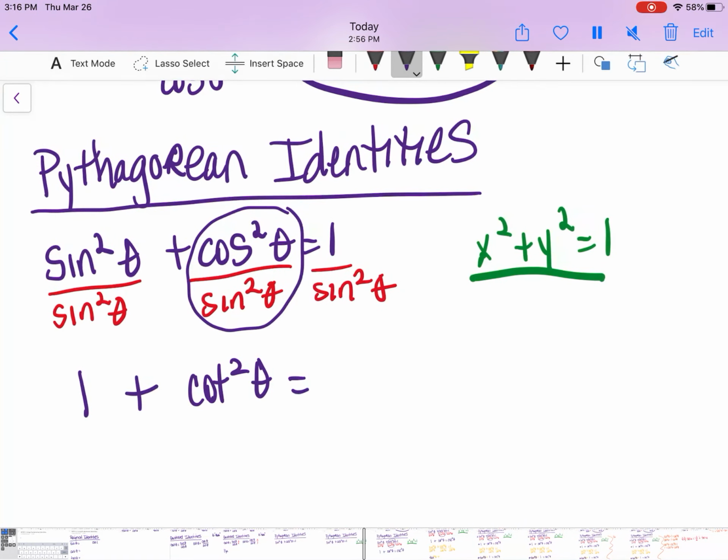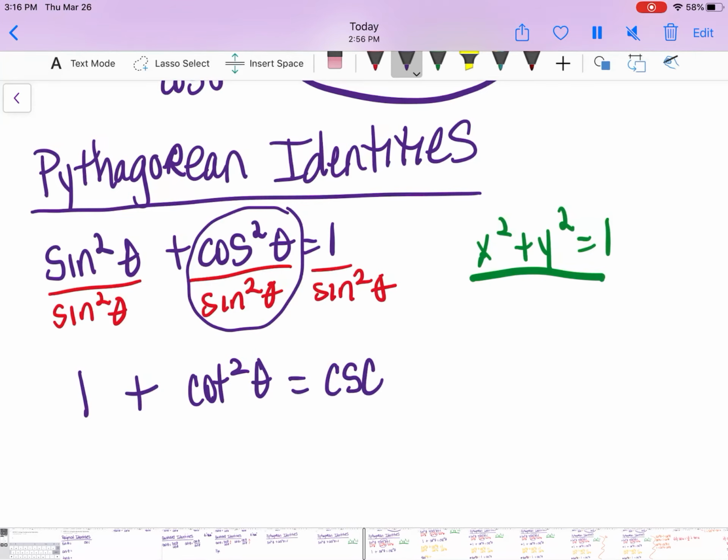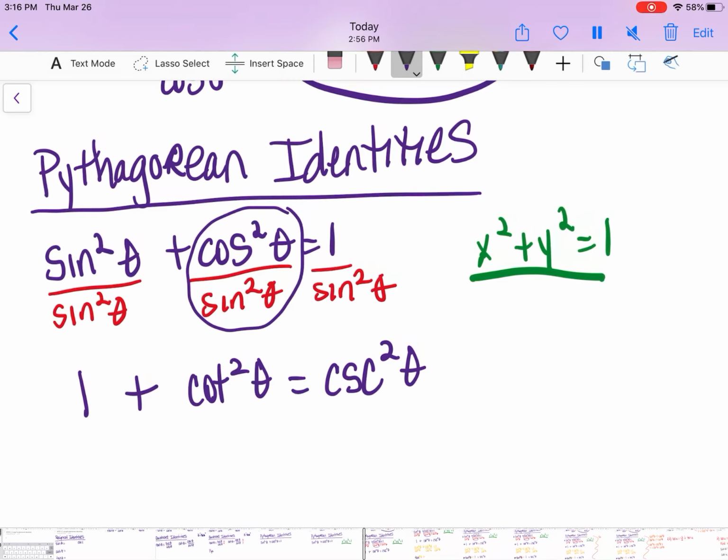Then looking at this last term, 1 over sine squared theta. Well, 1 over sine was one of our reciprocal identities. 1 over sine is cosecant. So if I just have 1 over sine squared, then I just write it as cosecant squared. So 1 plus cotangent squared theta equals cosecant squared theta. That's our second Pythagorean identity.